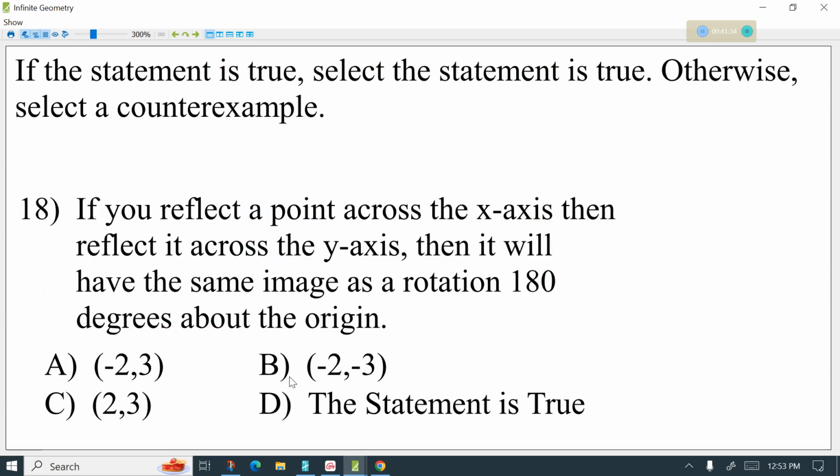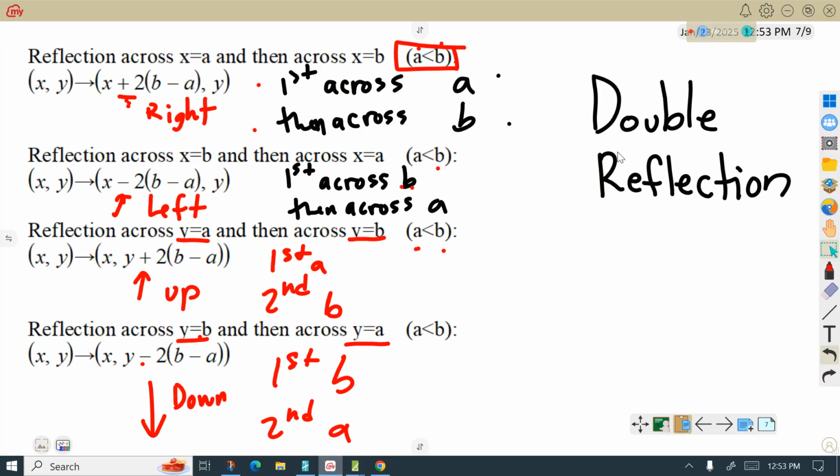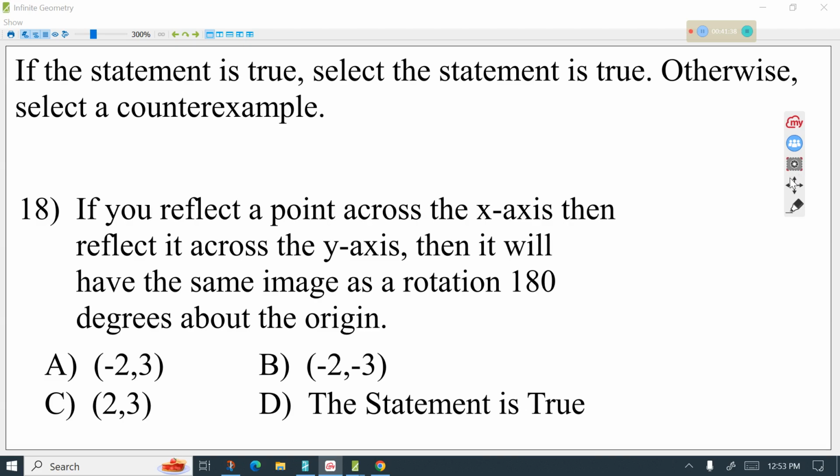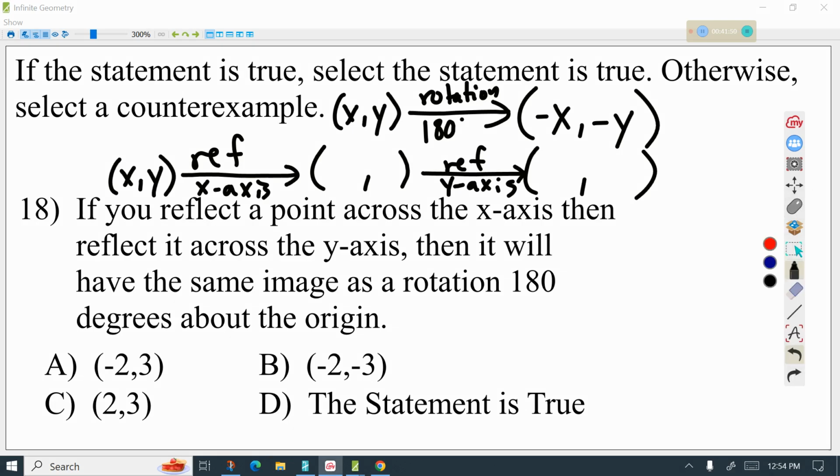All right. If you reflect a point across the x-axis and then reflect it across the y-axis, then it'll be the same image as a rotation 180 degrees about the origin. So why should this make a lot of sense? Okay, let's think about this. Well, in this example, we can see that a rotation 180, right, follows this procedure up here, where we change the x and y, they both become negative.